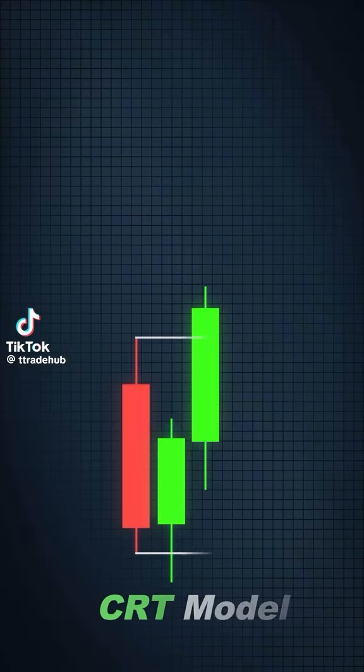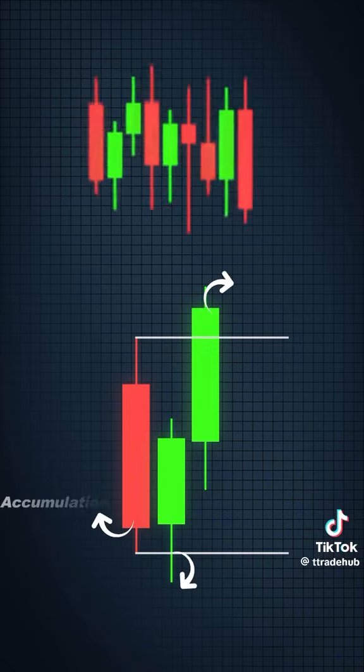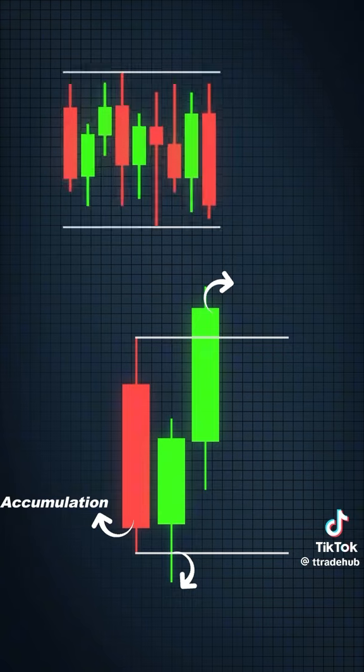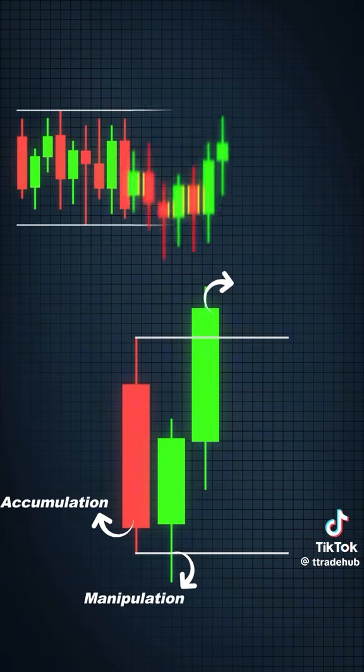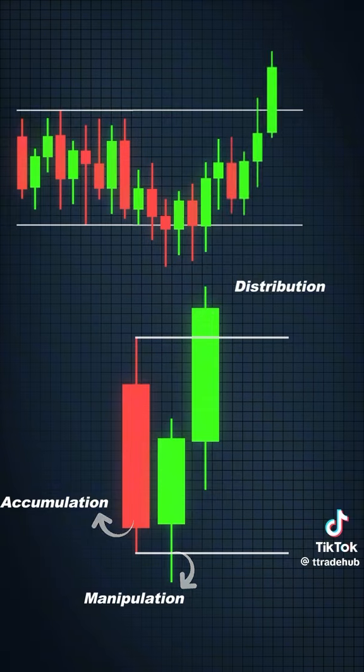The candle range theory, CRT, is effective because it relies on the power of three candles, each with its own purpose in the market. The first candle represents accumulation. This is where the market gathers liquidity and builds the foundation for the next move. The second candle represents manipulation. Price sweeps liquidity, often tricking traders into entering in the wrong direction. The third candle represents distribution. This is the real move, where price reveals its true intention.